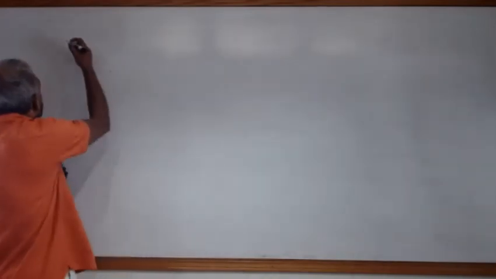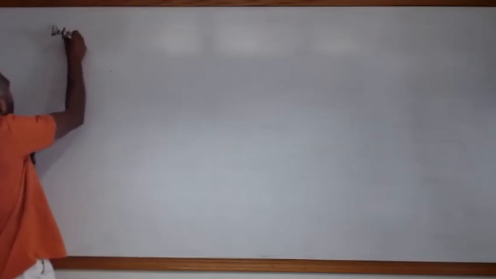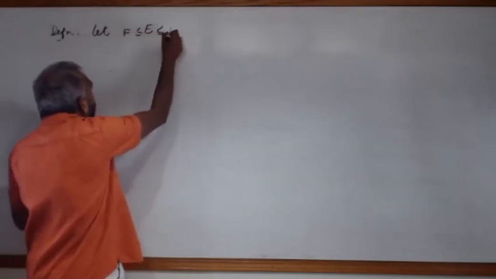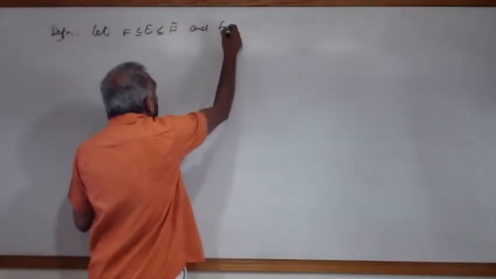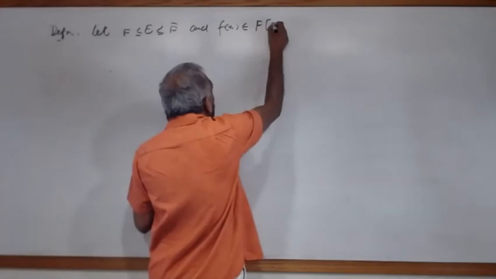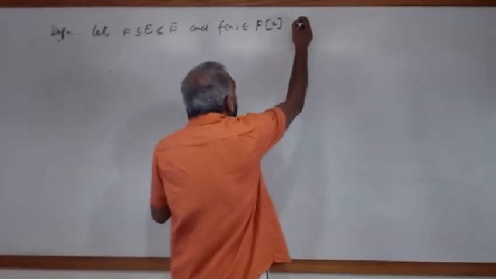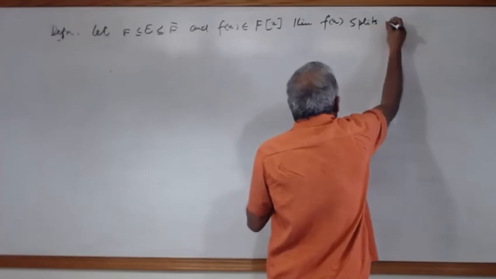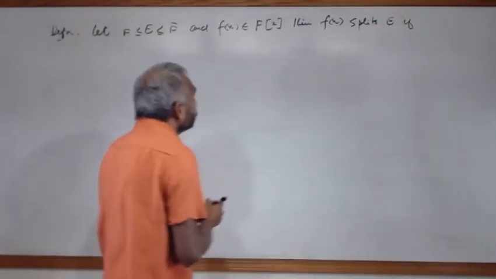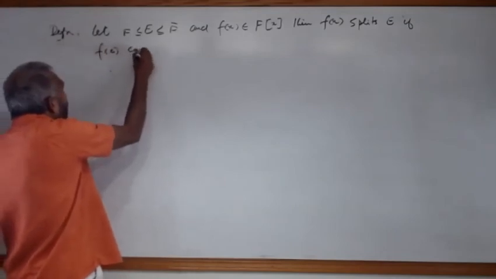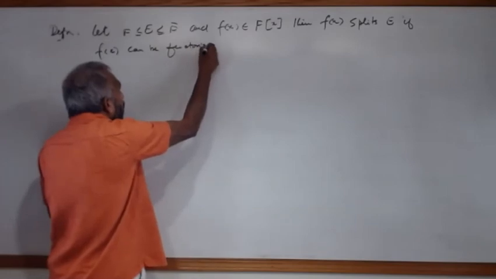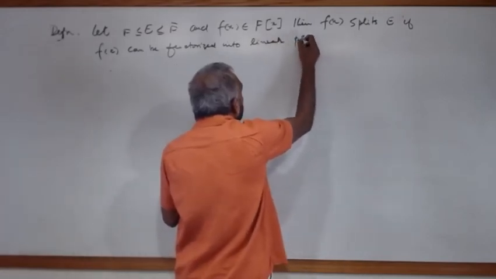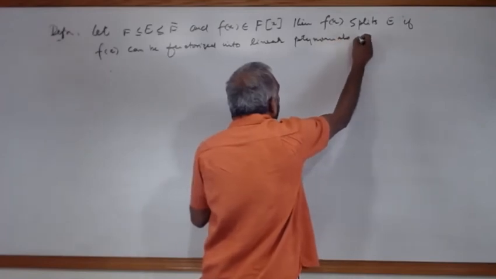So I have a couple of definitions. Let E be an extension of F and f of x belongs to F of x. Then f of x splits in E if f of x can be factorized into linear polynomials in E of x.